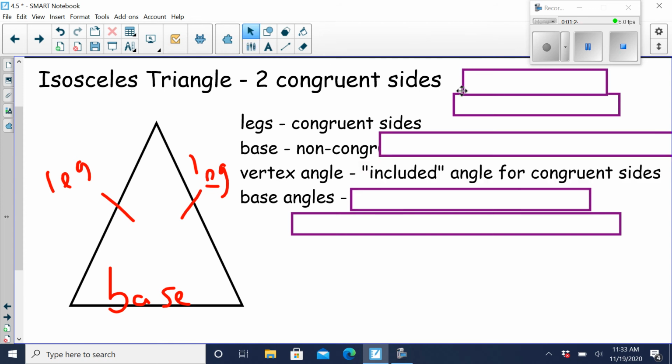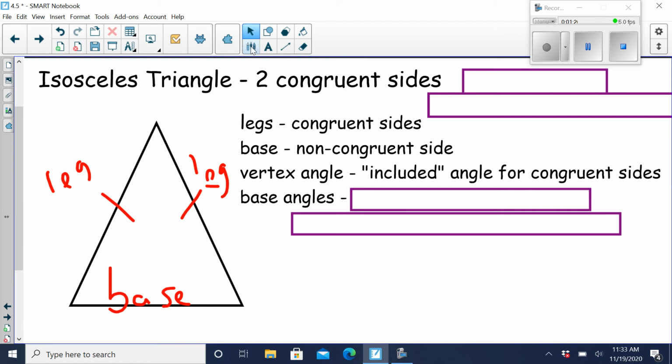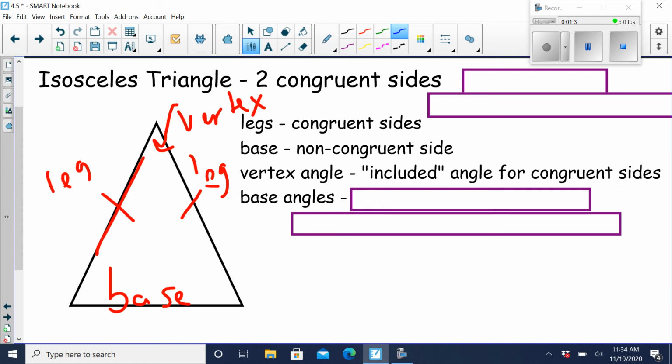Okay, from here there's a vertex angle, and the vertex angle, it says, is the included angle for the congruent sides. So this angle right here at the top is the vertex angle. It is included between the two congruent sides. So the angle that connects the two congruent sides is called the vertex angle.